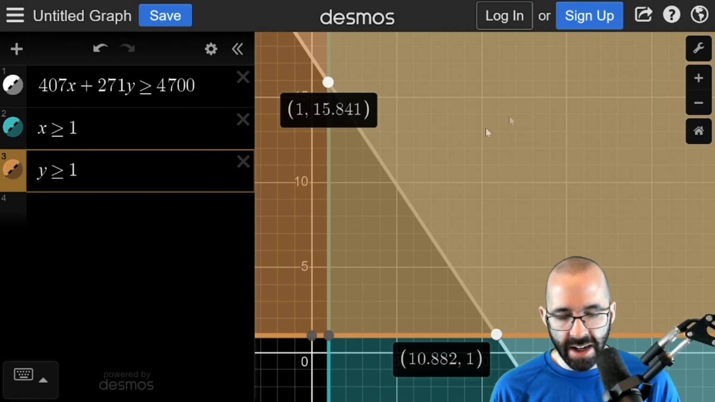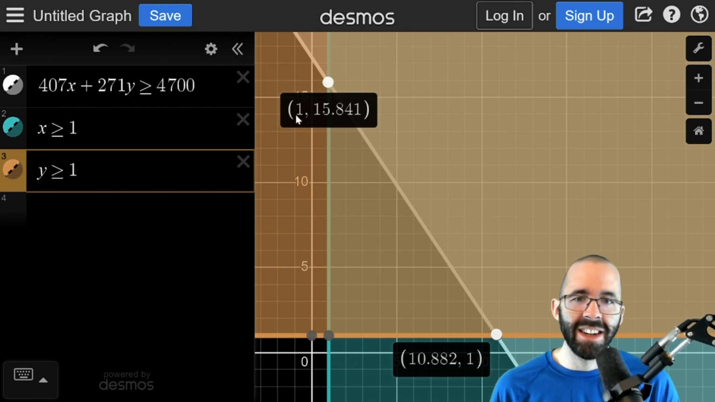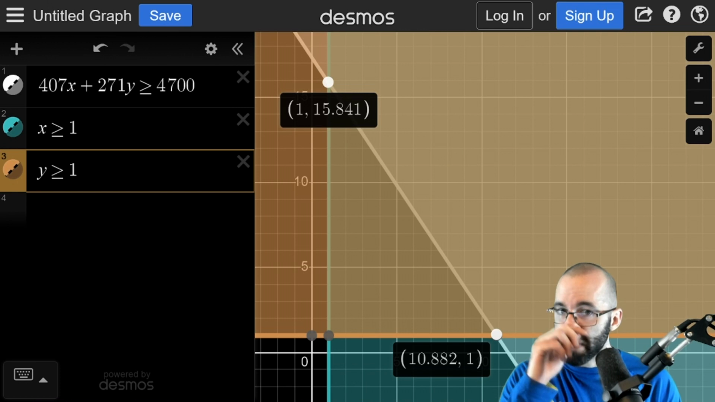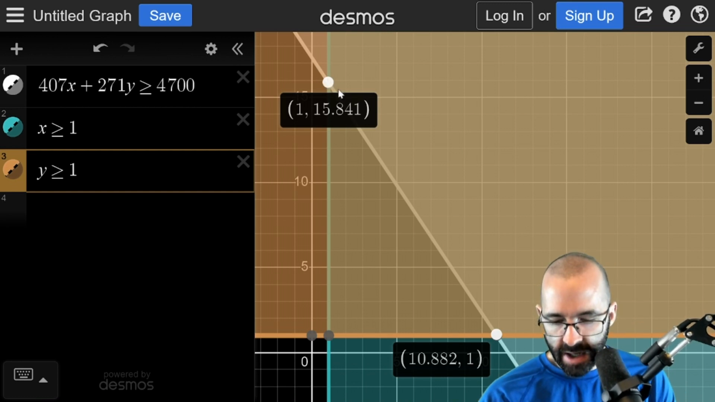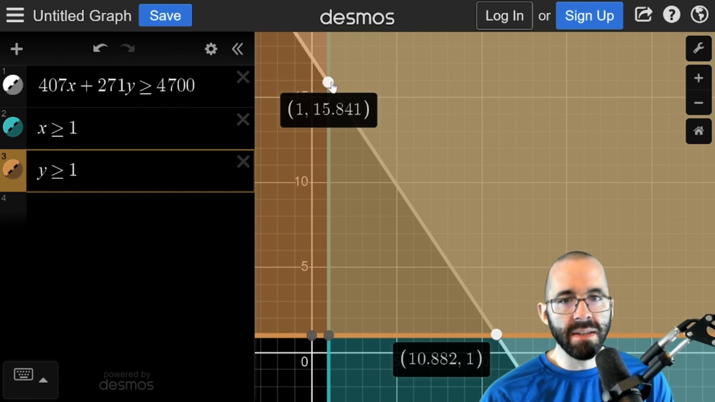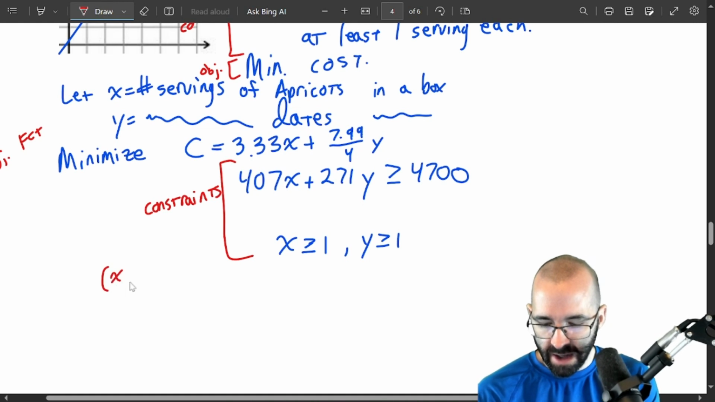It's technically unbounded because we could make this box have apparently infinitely many fruits. Apparently these bars can be any size that we want. But these are the only options for us here. So let's check them. And it's okay that it's fractional. We can have fractional servings of fruit. So this first one is going to be when there's 1 serving of apricots and about 15.8. Let's round.